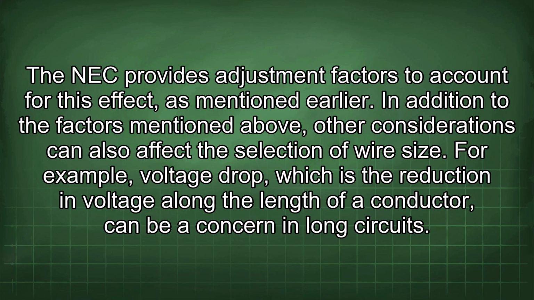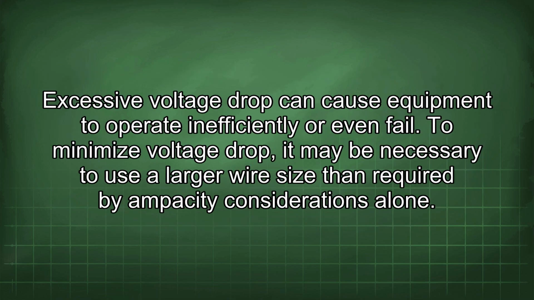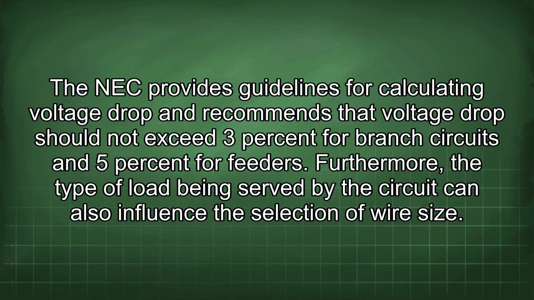In addition to the factors mentioned above, other considerations can also affect the selection of wire size. For example, voltage drop, which is the reduction in voltage along the length of a conductor, can be a concern in long circuits. Excessive voltage drop can cause equipment to operate inefficiently or even fail. To minimize voltage drop, it may be necessary to use a larger wire size than required by ampacity considerations alone. The NEC provides guidelines for calculating voltage drop and recommends that voltage drop should not exceed 3% for branch circuits and 5% for feeders.